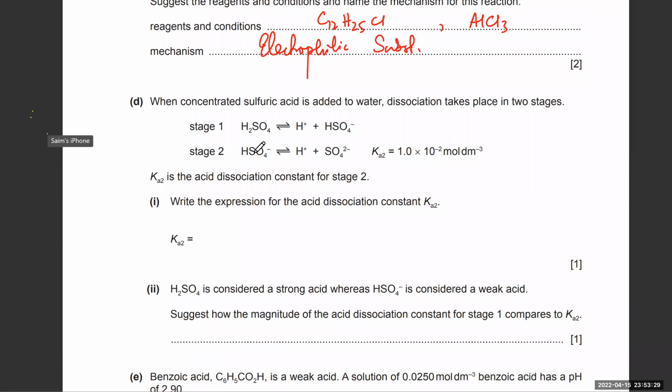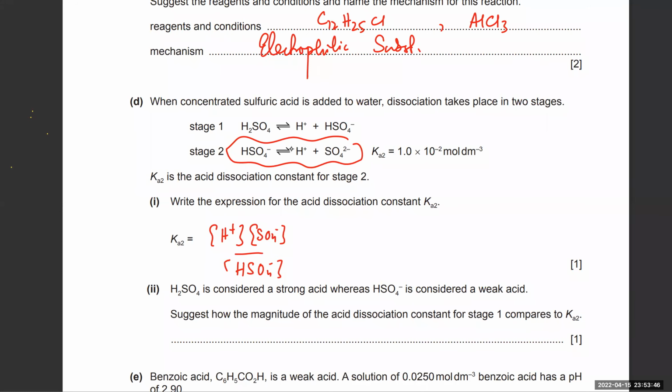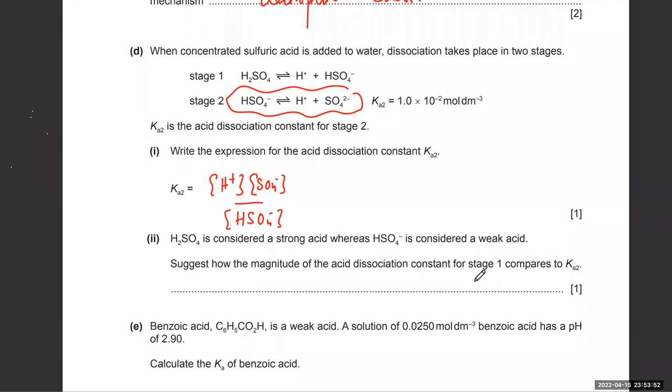It's a Ka question. It's Ka2, so you have to write the expression for Ka2. It's just a Kc: product concentration divided by reactant concentration, H+ times SO4 2- divided by HSO4- concentration. H2SO4 is considered a strong acid. If HSO4 was in solid form, then we wouldn't write it, and K wouldn't exist. You won't write a dissociation constant for it. Remember, K is for a very specific reaction where you have an aqueous acid and it ionizes and produces aqueous ions.